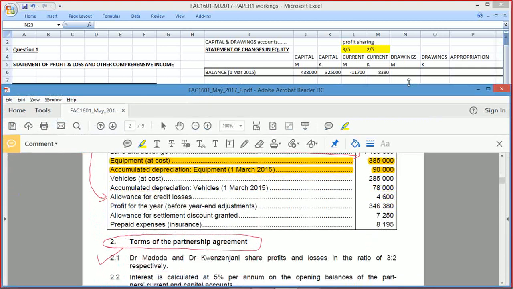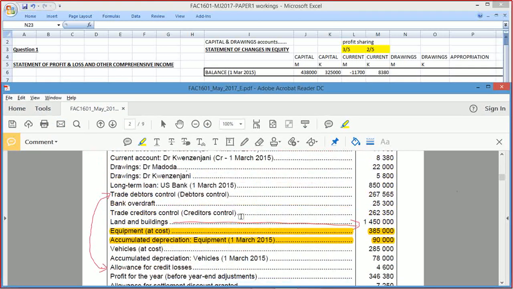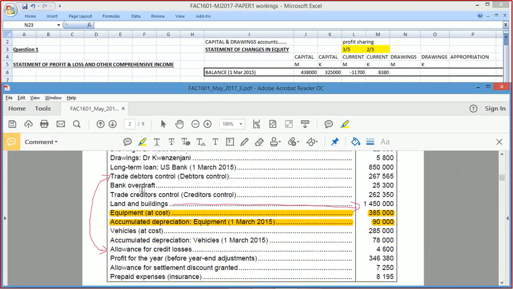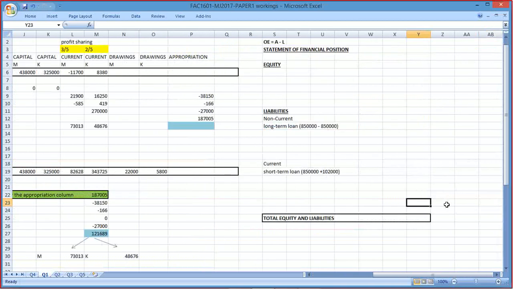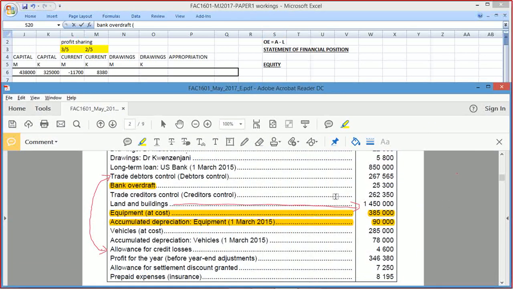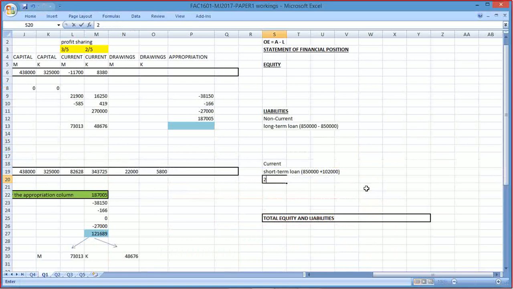Was there anything here that I needed to look at in the trial balance? We've looked at all of that. Oh, bank overdraft. We didn't put that in. Bank overdraft is what type of account? It's a current liability. Yes. Okay, I think I left that out. Bank overdraft. How much was the bank overdraft? 25,300. Yes.